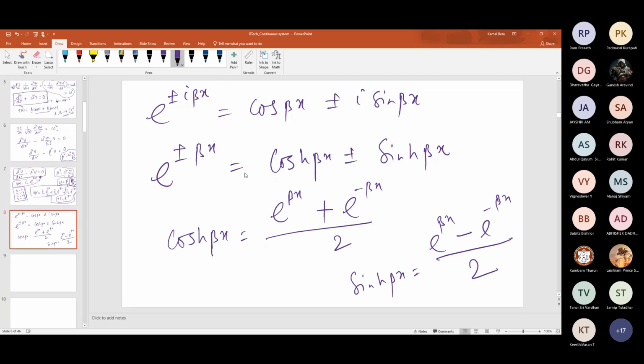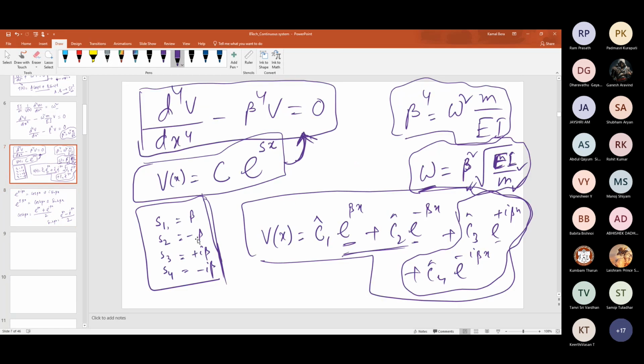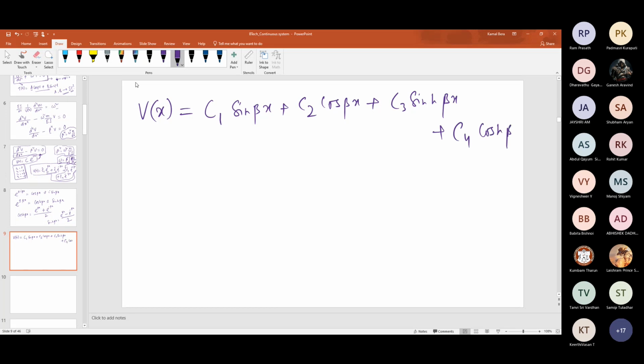So what I am trying to say is that last time we wrote this in cos and sine form. This also you can write in terms of sine and cos in beta x as well as hyperbolic terms. So what I am getting here is V of x equals some new constant, not C1 hat, sine beta x plus C2 cos beta x plus C3 sine hyperbolic beta x plus C4 cos hyperbolic beta x. A 4th order equation, 4 unknown constants.